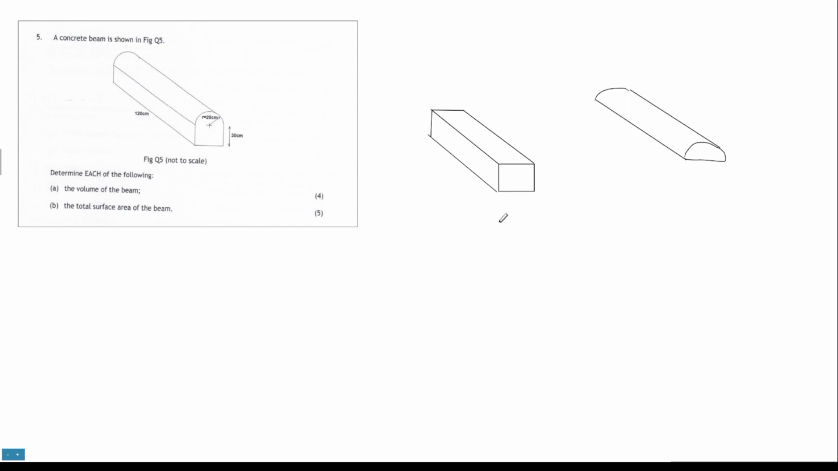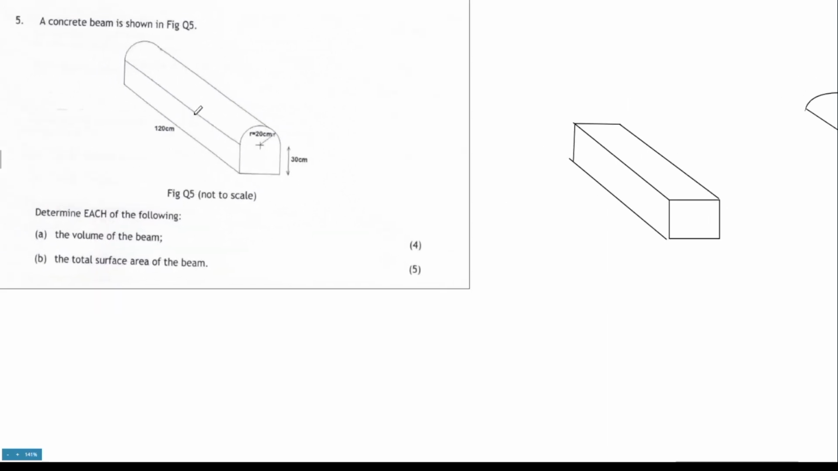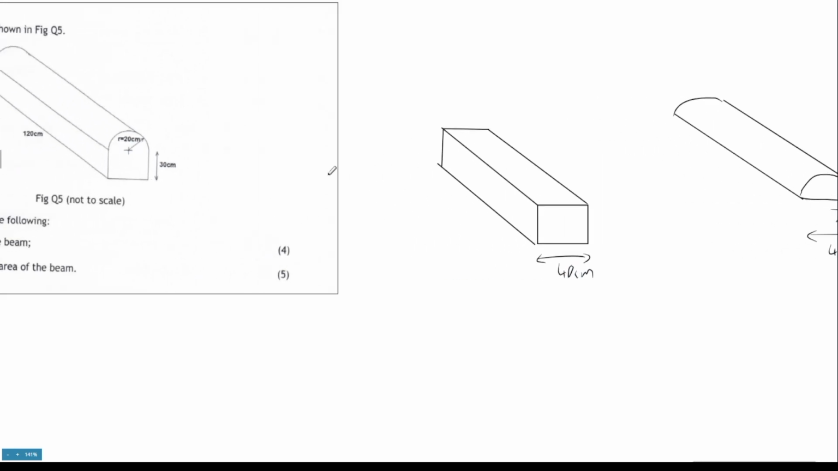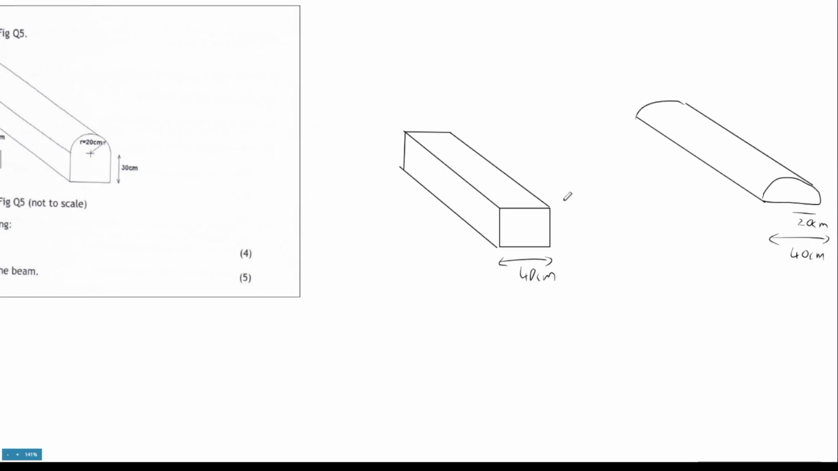Now let's have a look at these things. How big are they? It says that the radius is 20 centimeters. If the radius is 20 centimeters, it means the diameter is going to be, let me write down 20 centimeters, the whole length will be 40 centimeters. That is the length of our box. So this will be 40 centimeters on the width. And then let's see how tall the box is. It's going to be 30 going upwards. That's nice, 30 centimeters.